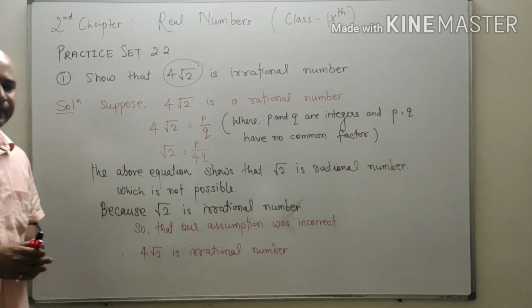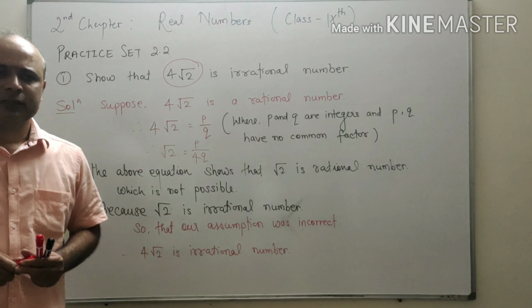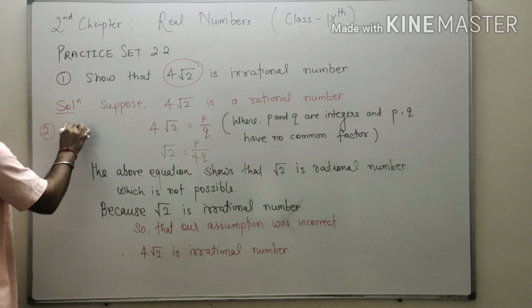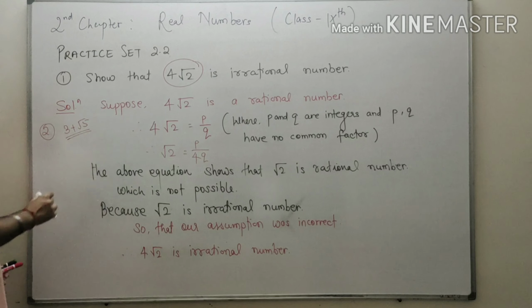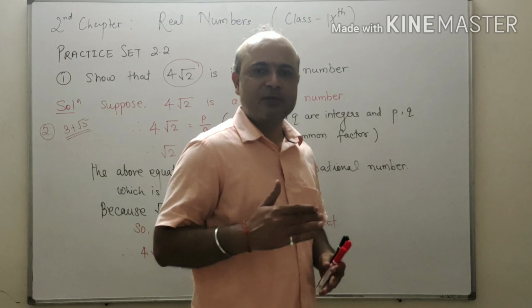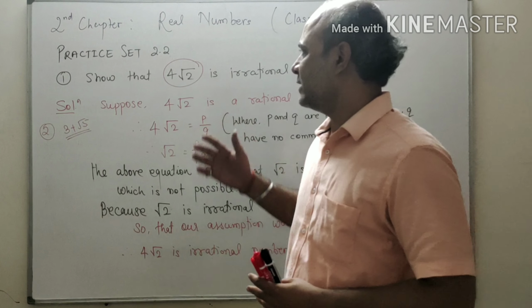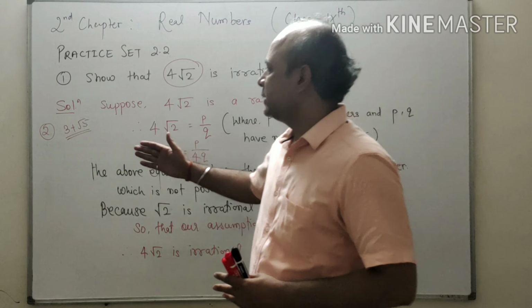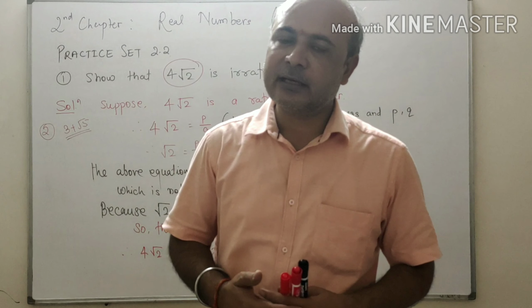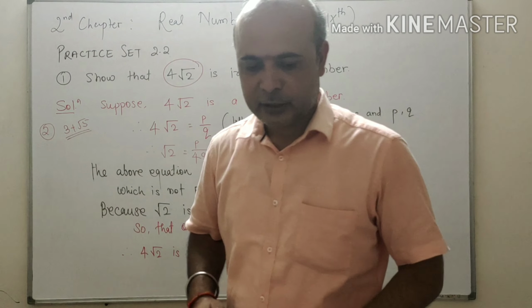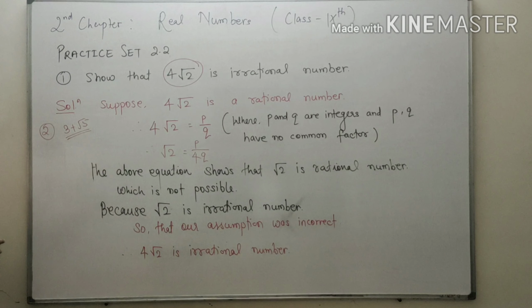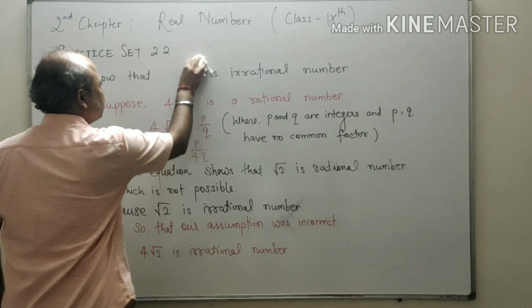Student, similarly, we have one more example: 3 plus root 5. We have to prove that 3 plus root 5 is an irrational number. In the same fashion, we will suppose that 3 plus root 5 is a rational number, and then we will prove that it is not a rational number, it is an irrational number. So let's have a look at how we will solve it. I will erase all these points.